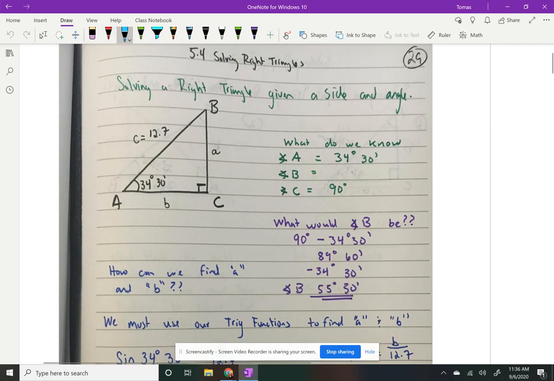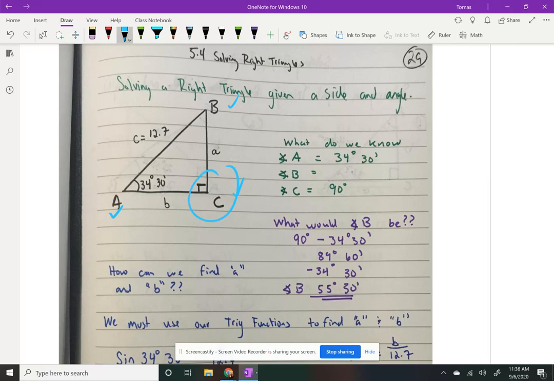So let me get a nice little color out. Okay, so we know angle A, right? We know angle C. So we need to look for B. That's kind of like going back to geometry. If we know these two angles, and all three angles add up to 180, then we're good to go. We could add these two up and subtract from 180, or we could just go 90 minus this, because we know that these two angles, A and B, have to equal 90, because this one's already 90.